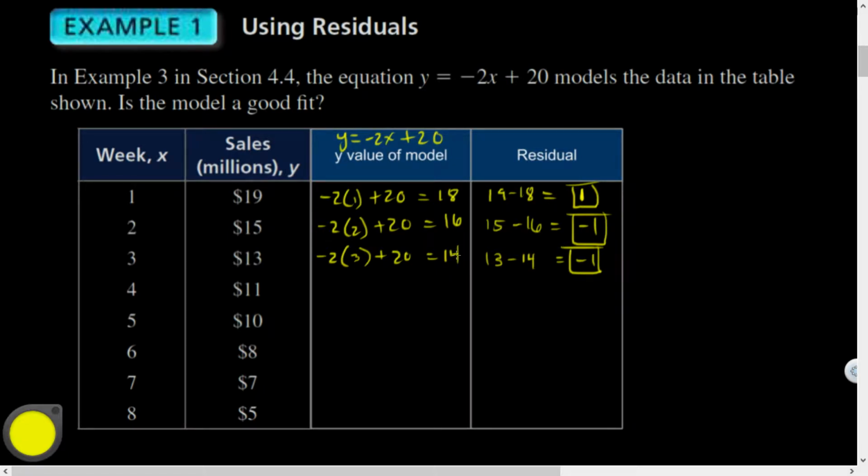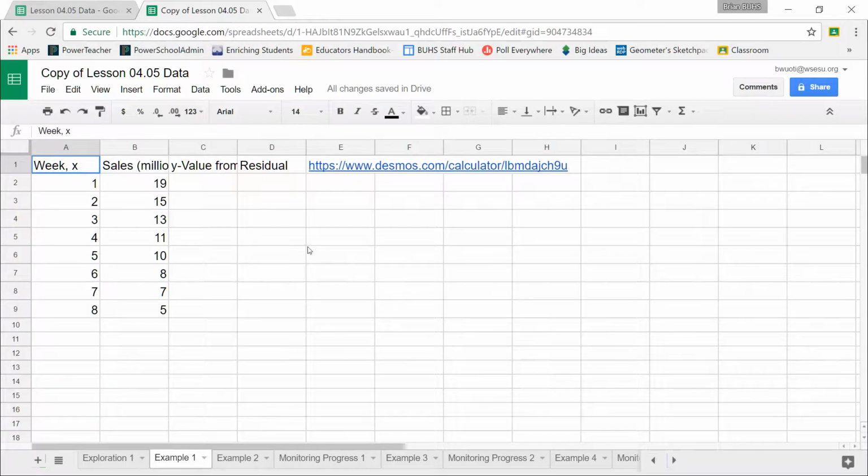Oh, these ones are dropping by 2 because the slope of this was negative 2. But let's take a look at this data. And let me show you how to do this on a spreadsheet. And then I'll show you how to do this on Desmos. So here is example 1. So make sure you have example 1 selected.